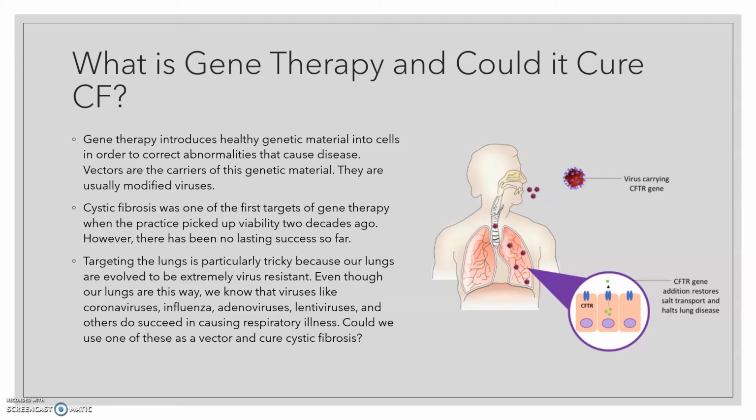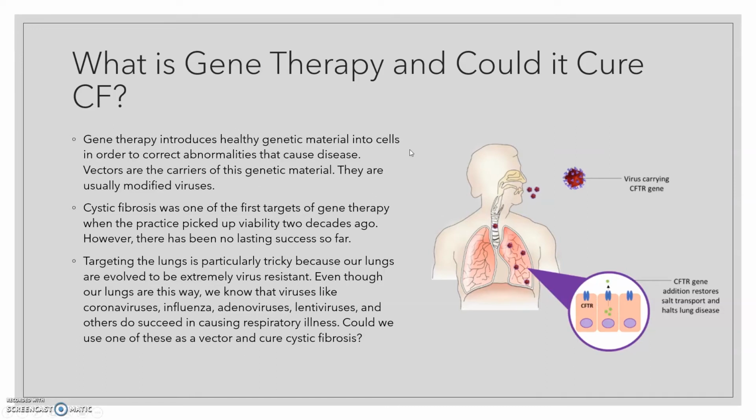Vectors are the carriers of this genetic material. They are usually modified viruses. So in this diagram, it shows a virus carrying the CFTR gene. It would infect the person through the respiratory tract, enter the lungs, infect the cells with the protein, and deliver the therapeutic genes that would in theory cure the person.